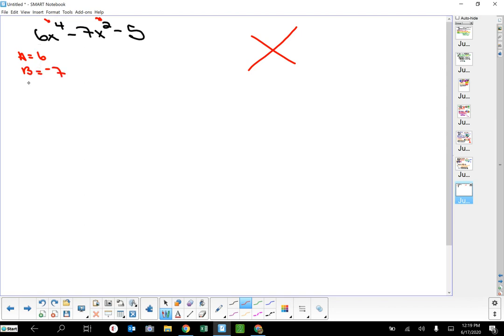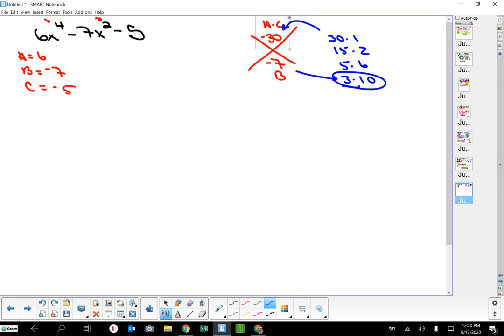B is negative 7. C is negative 5. So A times C, everything else happens the same way. So this is negative 30. My B term is negative 7. And I want factors of negative 30 that are going to add to negative 7. So what multiplies to 30? Well, 30 and 1, 15 and 2, 5 and 6, 3 and 10. Which ones of those can I make equal a 7? Well, it's going to be this guy, right? 3 and 10. So I have a 3, I have a 10. It's got to be a negative 10 plus 7 or plus 3 to give me a negative 7.